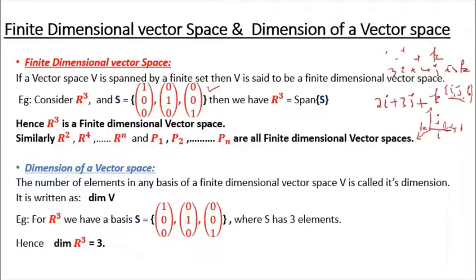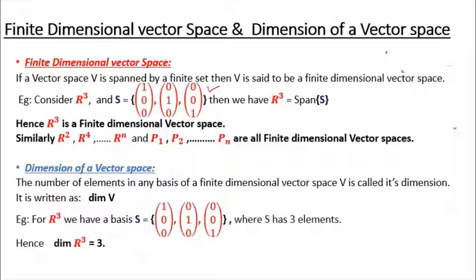Similarly, hence R3 is finite dimensional. If I say R2, what is it? It's finite dimensional because R2 is spanned by the unit vectors (1,0), (0,1), or any other basis. R2 also has many bases. Like R4, R4 also has many bases. The standard ordered basis is (1,0,0,0), (0,1,0,0), (0,0,1,0), (0,0,0,1), and many other bases. Like that, all these are finite dimensional vector spaces.